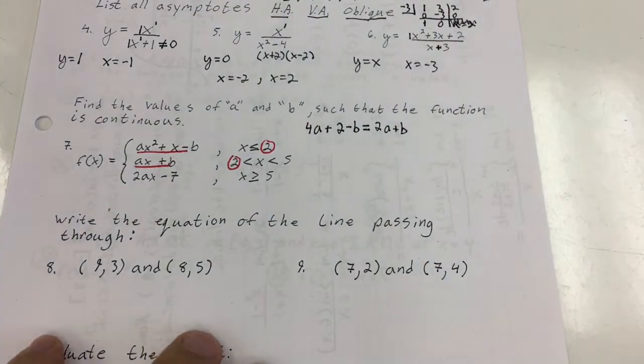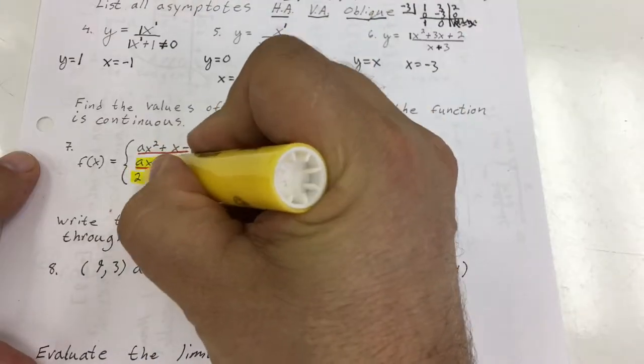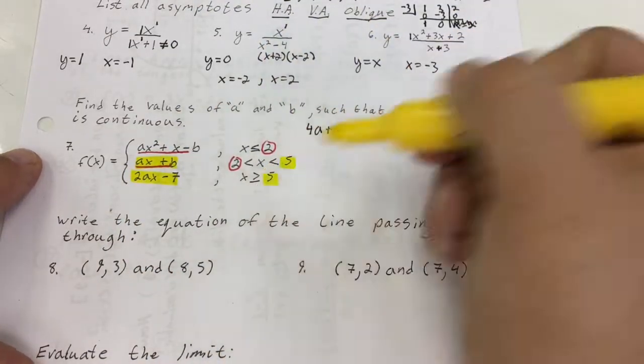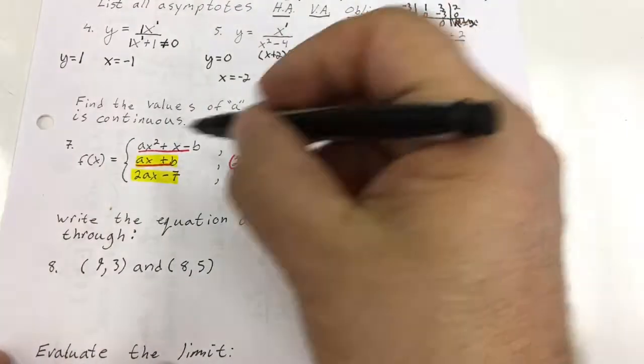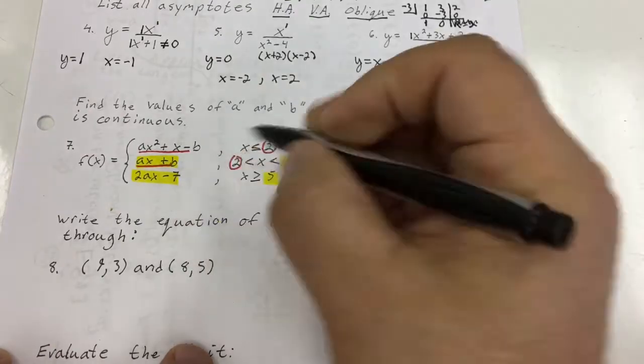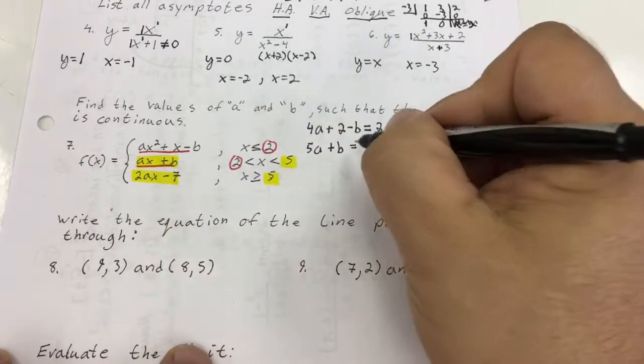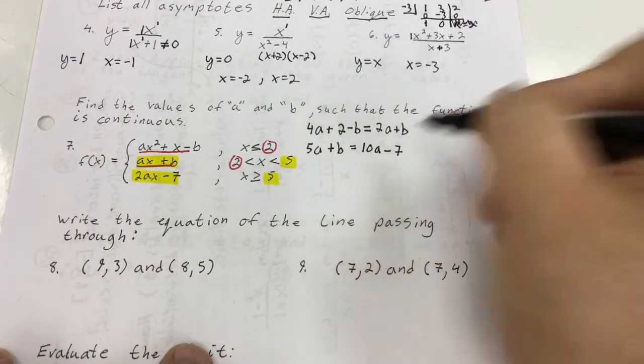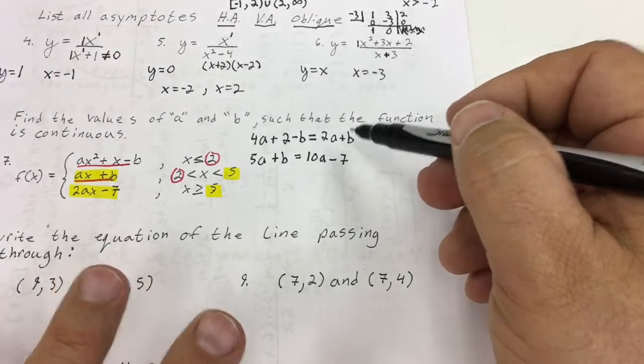I'm going to do the same process for the bottom two functions, and set it equal to the bottom function, but in this case, where x equals 5. So I'm going to plug in 5 for x, so that's going to give me 5a plus b equals the next function. I plug the 5 in, that's going to give me 2 times a times 5, equals 10a minus 7.